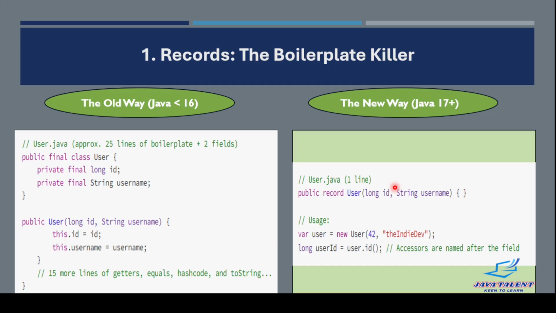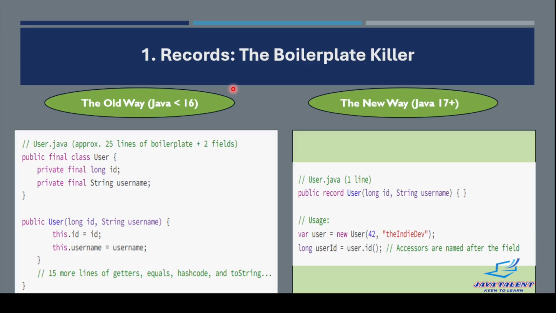Okay, so let's come to the first topic, which is records, the boilerplate killer, we can say. This was introduced from Java 17 onwards. Before Java 17, this is the single biggest win for our data-centric classes. If the class's primary purpose is to hold data, then basically we can go for the record. Okay, so records are automatically immutable, and automatically generate the constructors, getters, equals, hashCode and toString methods. So the basic math is simple.